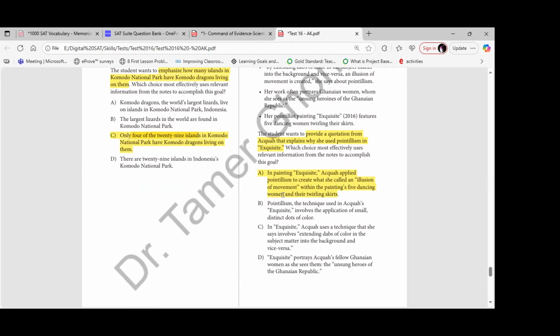Pointillism, the technique used in Equus, involves the application of small distinct dots of color. But he didn't tell me why she used it. In Equus, Aqua used a technique that she says involves extending depths of color in the subject matter into the background and vice versa. She doesn't tell me why she used it. It's just an explanation, a definition. Equus portrays Aqua's fellow Ghanaian women as she sees them, the unsung heroes of the Ghanaian Republic. Again, she doesn't tell me, so the answer is A.